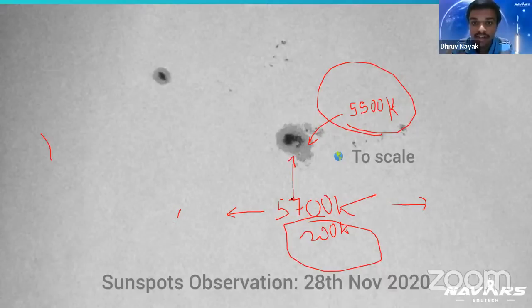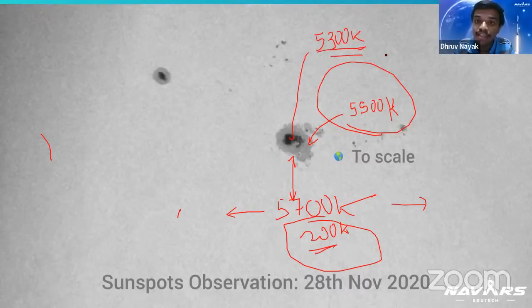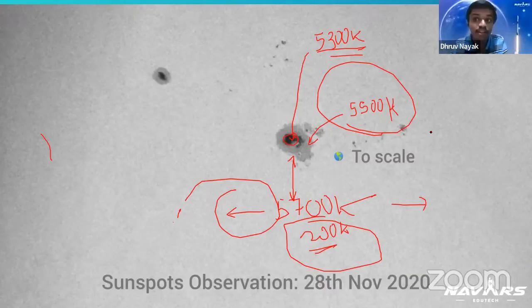So between this region and this normal region, you have a temperature difference of 200 Kelvin. Now, this dark region, the dark black places that you can see, that might be around, say, 5,300 Kelvin. So that means there is a difference of 400 Kelvin between this black region and the normal region. Since this central region is very cool compared to the surrounding region, that is why it's appearing black.